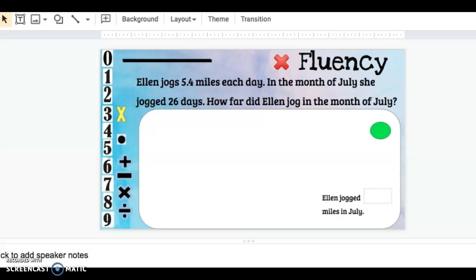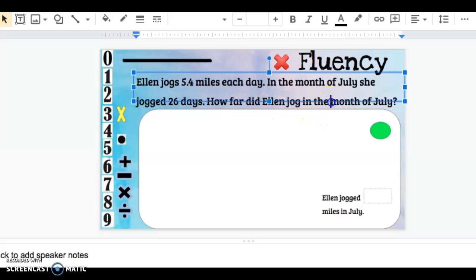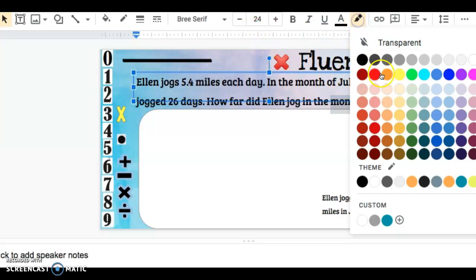Your fluency for Tuesday says that Ellen jogs 5 4/10 miles each day. In the month of July, she jogged 26 days. How far did Ellen jog in the month of July? So we're looking for how many miles she jogged in a month.